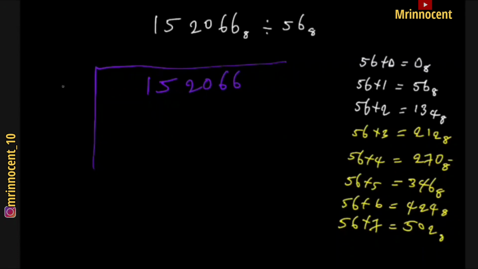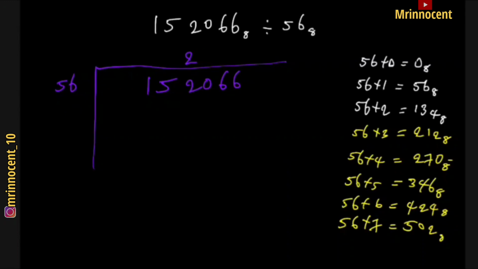So you have 152066 divided by 56. 56 divided by 1 cannot. 56 divided by 15 cannot. And 56 divided by 152 can. So now you go back to your chart table and look for a number that is 152 or a number that comes immediately before 152. So here we have 134. So the answer is 2.